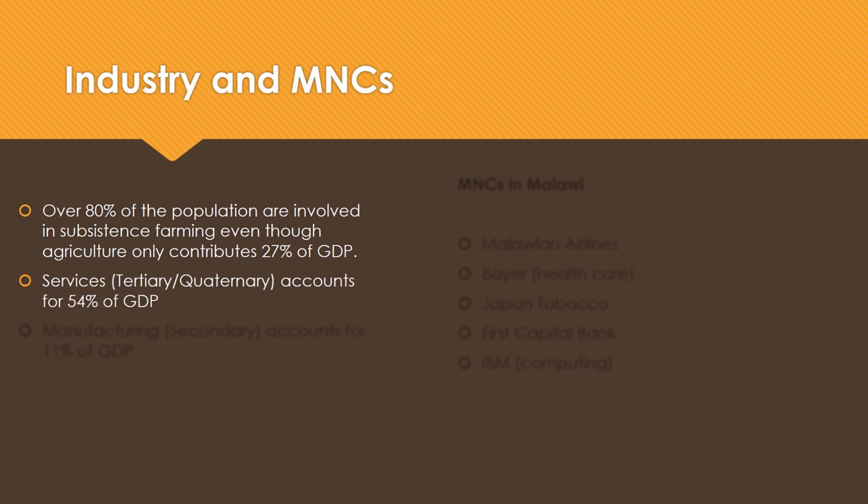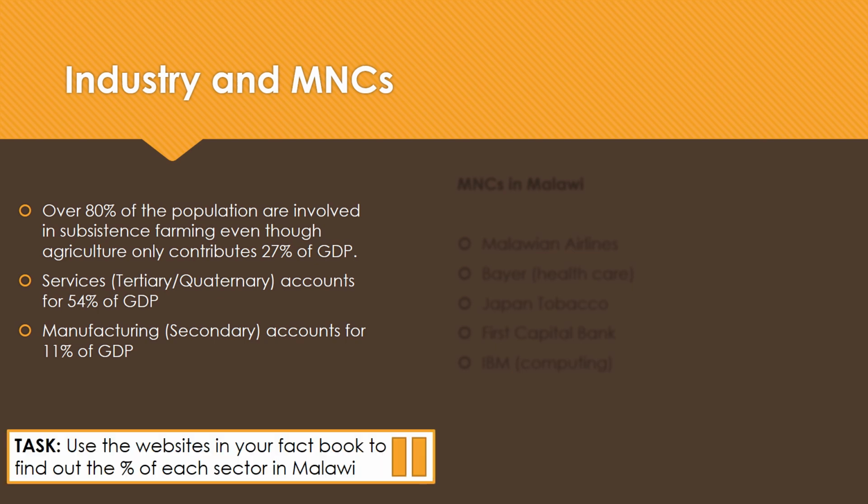So the services, or the tertiary quaternary sectors, accounts for way more. That accounts for over half of the GDP of the country, but based on basic maths, there's 20%, if that, that's working in that particular sector. So way less people working in it, but they get a lot more money from it. And then finally, manufacturing, or the secondary sector, accounts for 11% of the GDP. So you can have a rough guesstimate of what percentages there are in each of those different sectors, but use the websites in your fact book to try and find out the specific ones for Malawi.